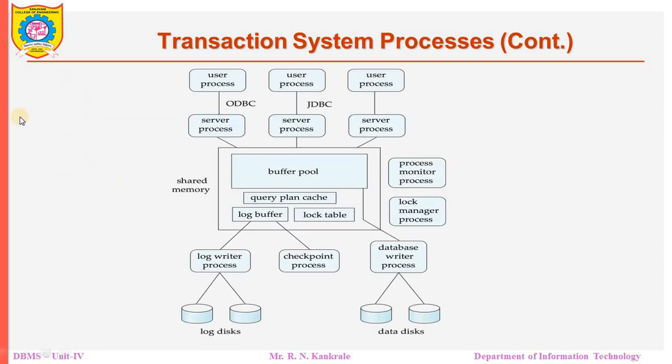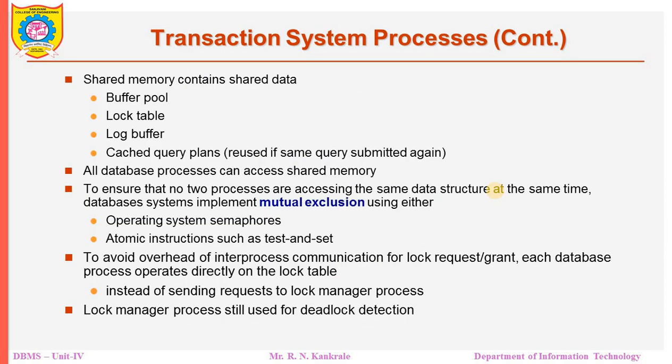A diagram is given of the transaction system processes, with user processes at the top, connected with the servers through JDBC and ODBC connectivity. Then we have the buffer pool, query plan cache, log buffer, lock table, process monitor process, log manager process, database writer process, checkpoint process, log writer process and log disk, and all these front-end and back-end components are connected to each other. In the transaction system process, shared memory contains the shared data: buffer pool, lock table and log buffer, along with the cached query plans.